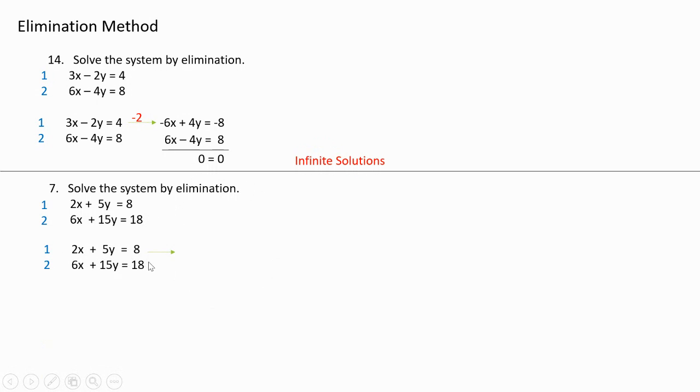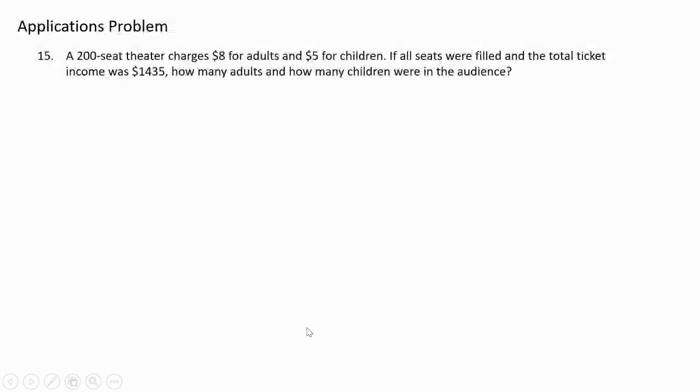So again, I'm going to multiply equation 1 by -3. So -3 times 2 will give us -6x, -3 times 5 will give us -15, and -3 times 8 will give us -24. You see, if we add them, we get 0 equals -6. This is not true. That's why it's going to be no solution. That means these lines are parallel. They will never intersect. Okay.